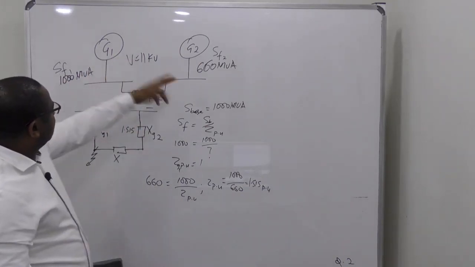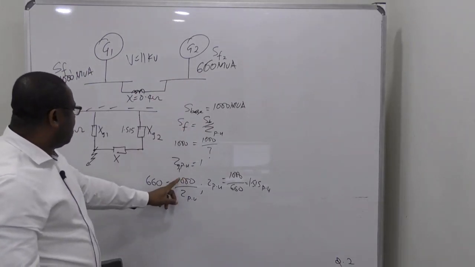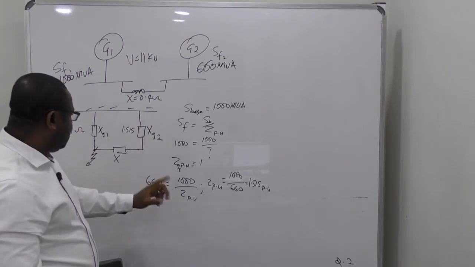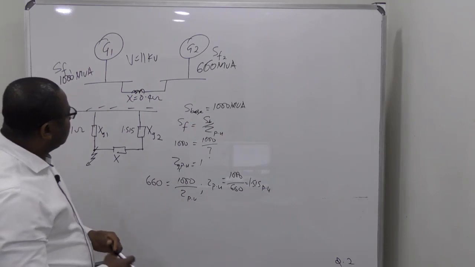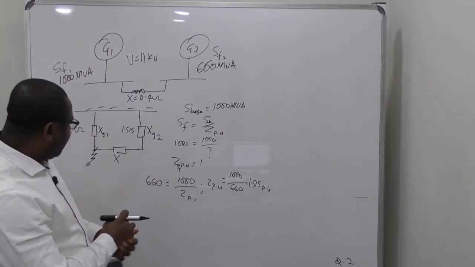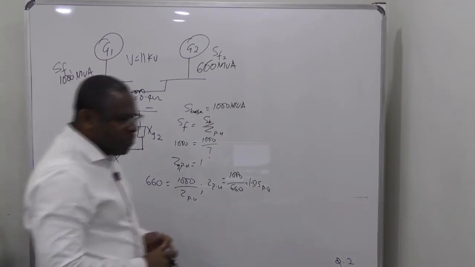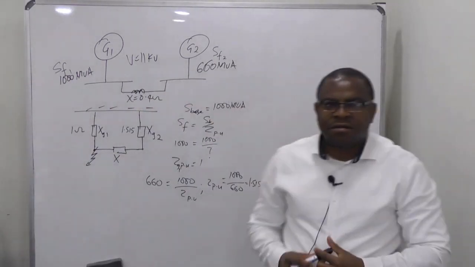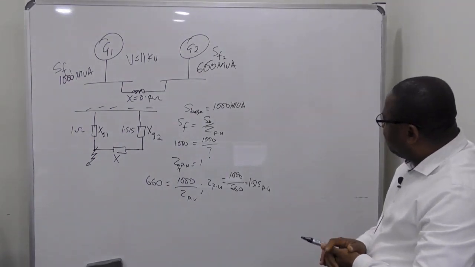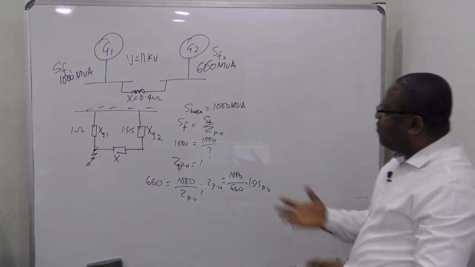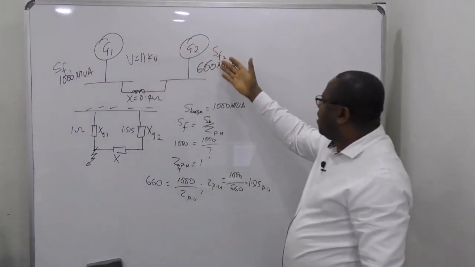Let's see. S fault is S base over that. 660 is the fault level, and S base is 1000 MVA, divided by Z in per unit. So did you get that? All right, I hope there's no confusion there. Just to explain once more, by giving the fault level at this point to be that, and the fault level at this point to be this.